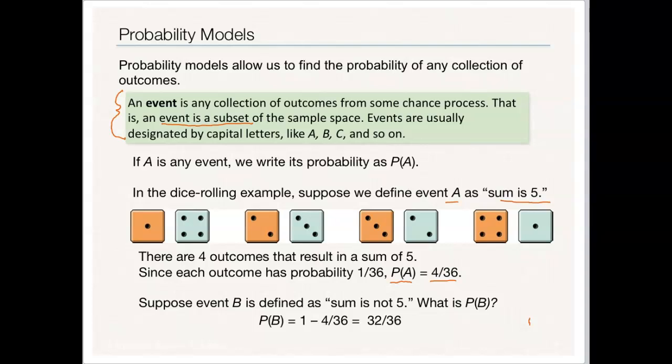And then I have event B, I define as the sum is not 5. We're going to find out that that's called the complement.